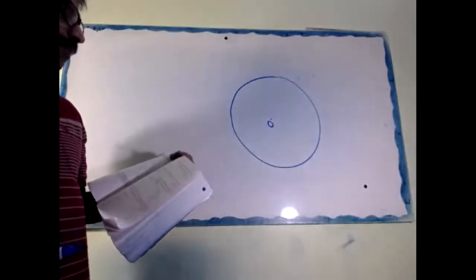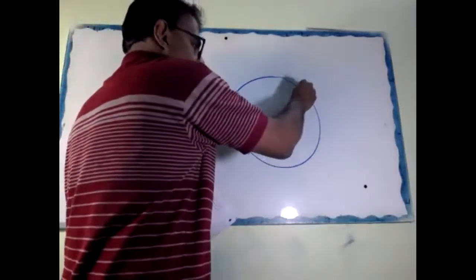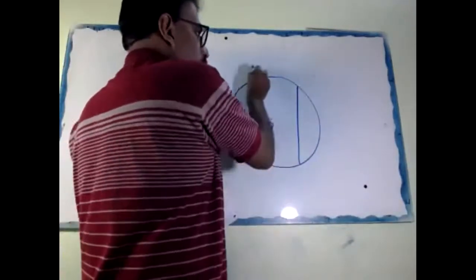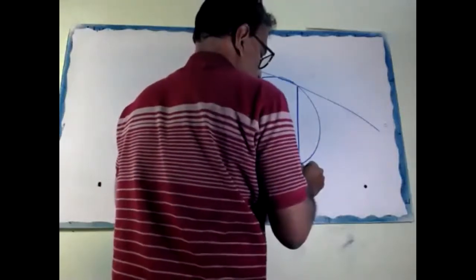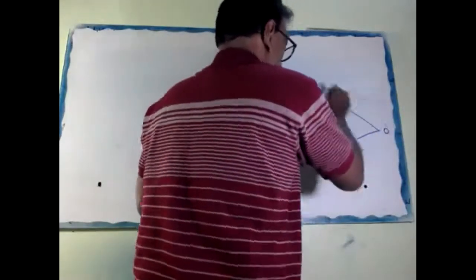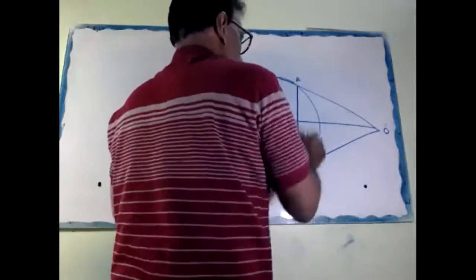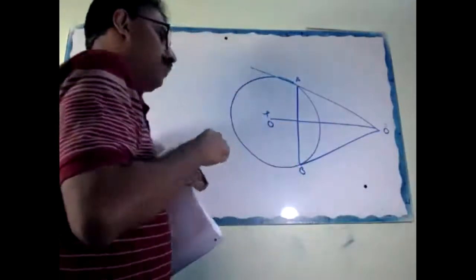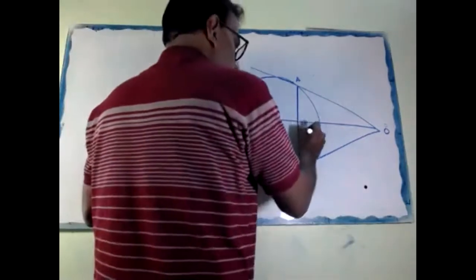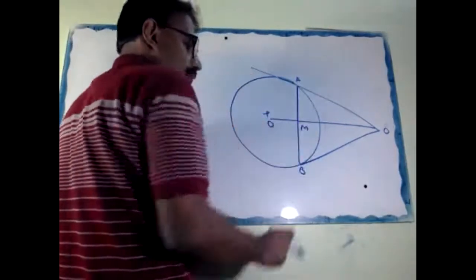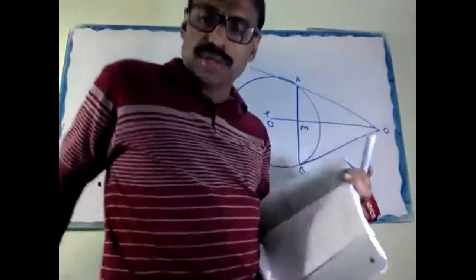Prove that OP is the perpendicular bisector of AB. That means we are sure that AM equals MB and that angle M is 90 degrees. Look at here, question again.